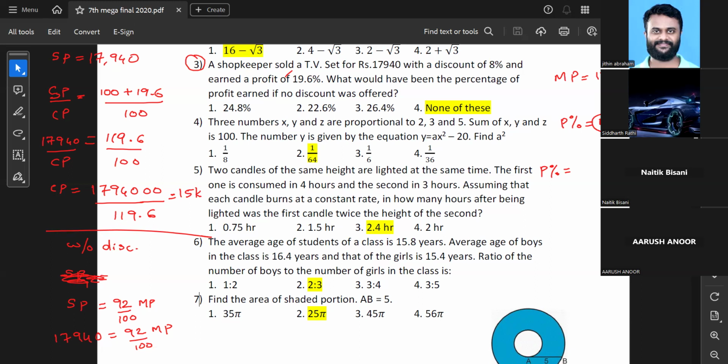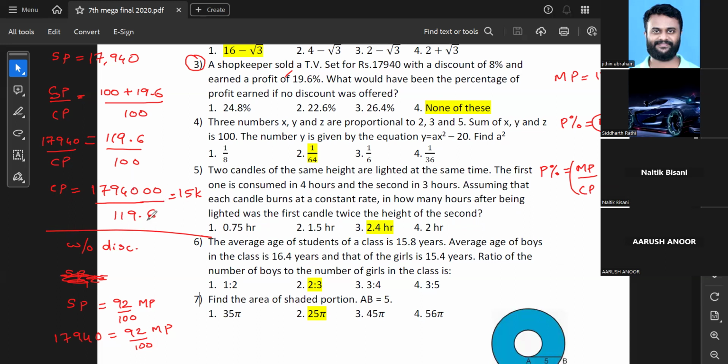Now, what I'm going to do, I'm going to use a simple logic. I'll separate this CP. So I'll write this as MP upon CP minus 1. This I've done before also. I'm just explaining the logic. Why minus 1? Because this is going to make my life much easier. Now, here I have MP upon CP. MP's value is 1794000 upon 92. CP's value is 1794000 upon 119.6.